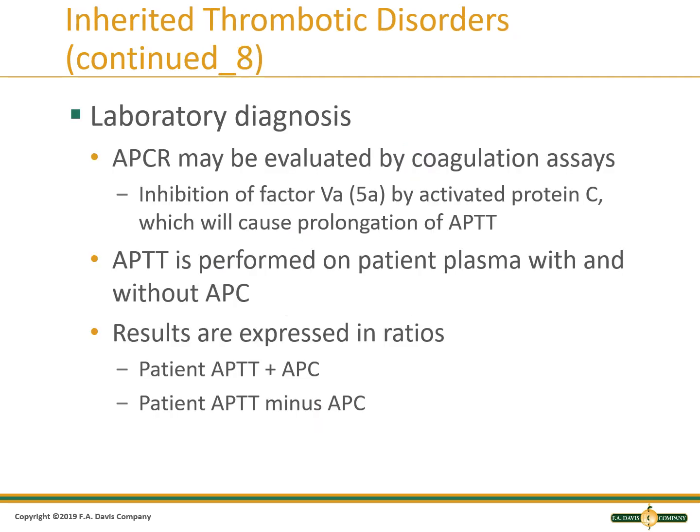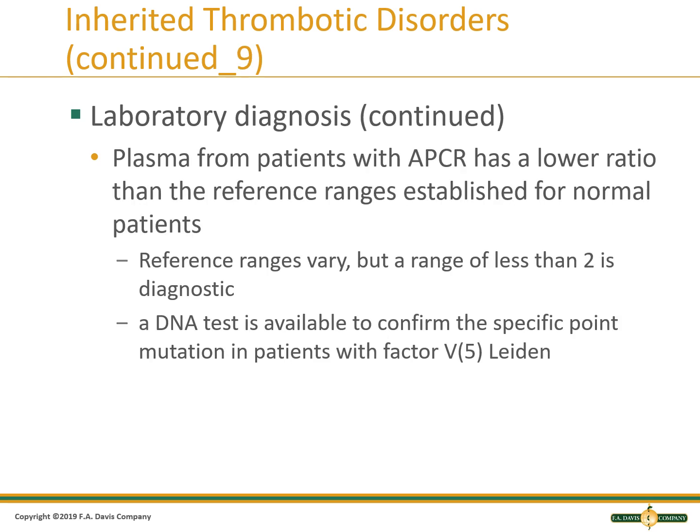Laboratory diagnosis for activated protein C resistance may be evaluated by coagulation assays. The inhibition of factor Va by activated protein C will cause a prolonged PTT. The APTT is performed on patient plasma with and without the APC. Then the results are expressed as a ratio: the patient's PTT plus the APC over the patient's PTT minus the APC. Plasma from patients with activated protein C resistance has a lower ratio than the reference ranges established for normal patients. Reference ranges may vary, but a ratio of less than 2 is diagnostic.